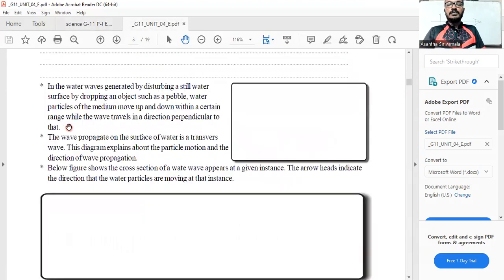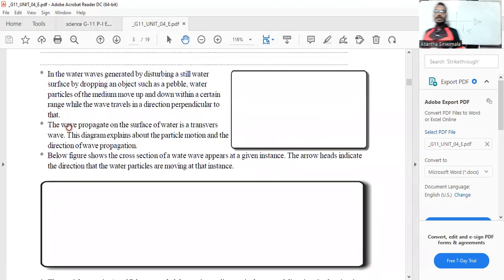So then come to here. In the water waves generated by disturbing a still water surface by dropping an object such as a pebble, water particles of the medium move up and down within a certain range, while the wave travels in a direction perpendicular to that. So we explained that. The wave that propagates on the surface of water is a transverse wave. This diagram explains the particle motion and the direction of wave propagation.